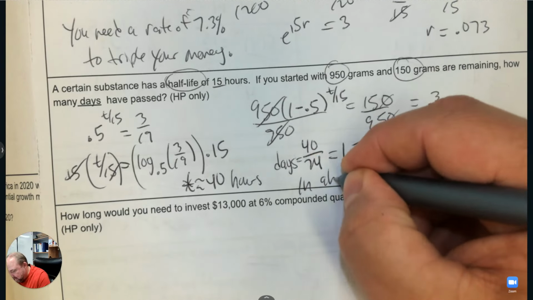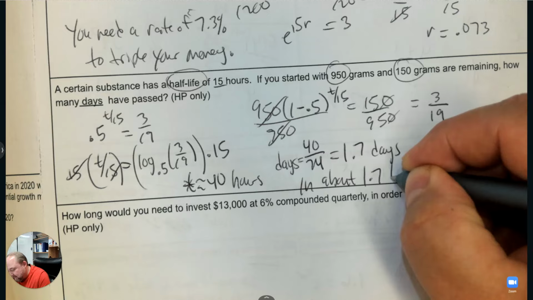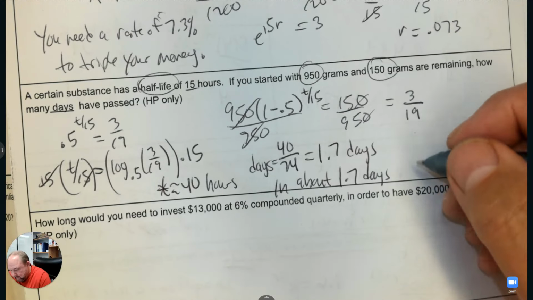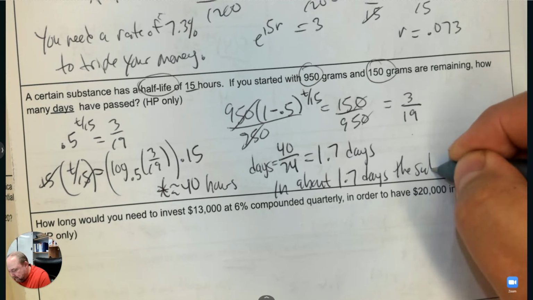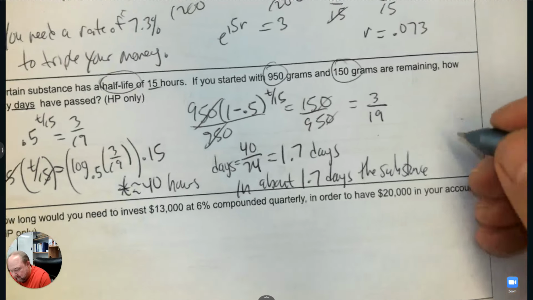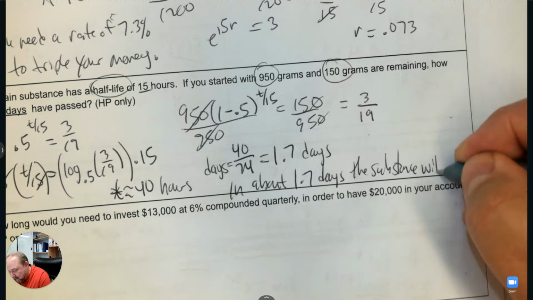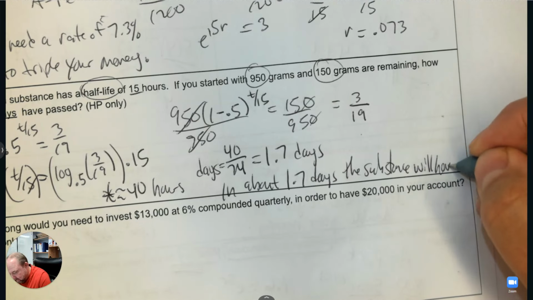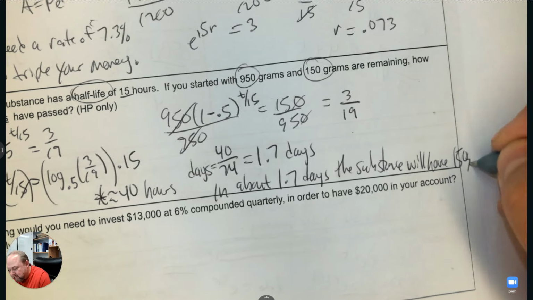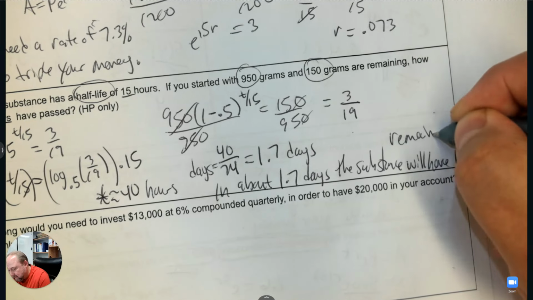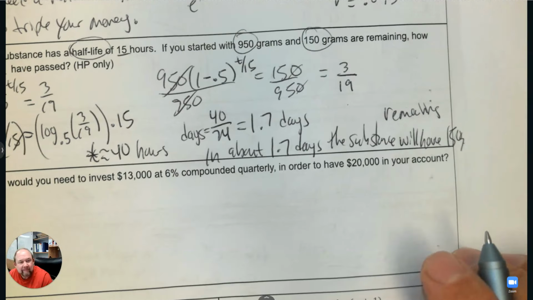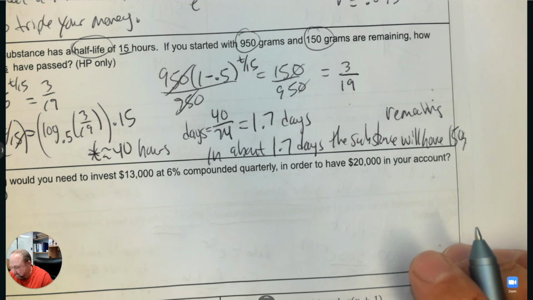So in about 1.7 days, the substance will have 150 grams remaining. I'm going to run out of space. I'm just going to do it this way. It's going to be okay.